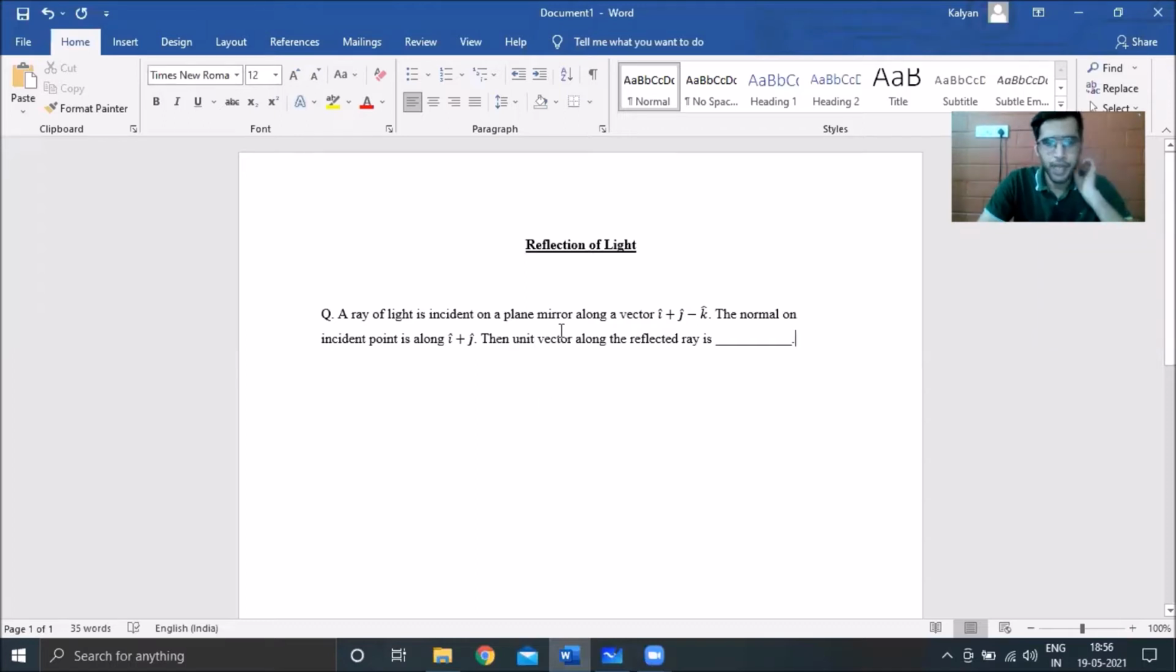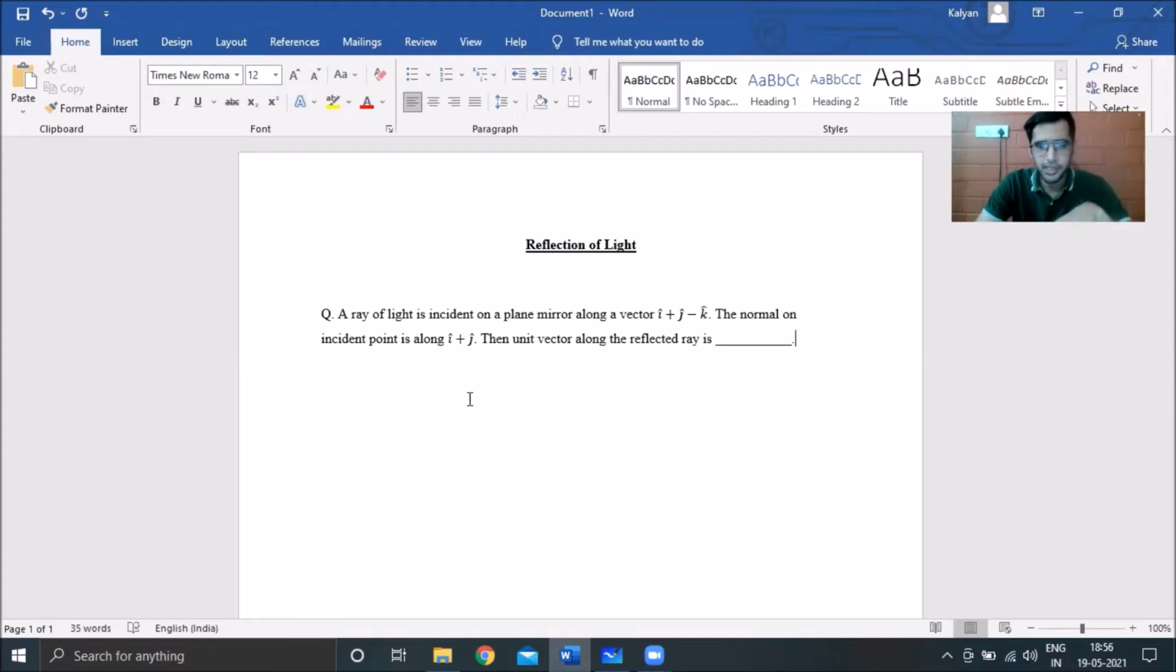So here you have a question. You have a ray of light which is incident on a plane mirror along a vector i cap plus j cap minus k cap, and the normal at the incident point is given as i cap plus j cap. Then you need to find out what's the unit vector along the reflected ray.